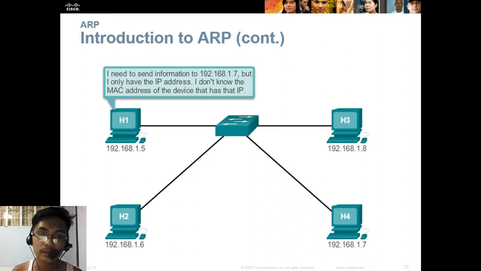Introduction to ARP continuation. I need to send information to 192.168.1.7, but I only have the IP address. I need to find the MAC address of the device that has that IP. So of course 192.168.1.5 will send it to 192.168.1.7, but it only has its IP address, so it will search for the MAC address in order to send it.